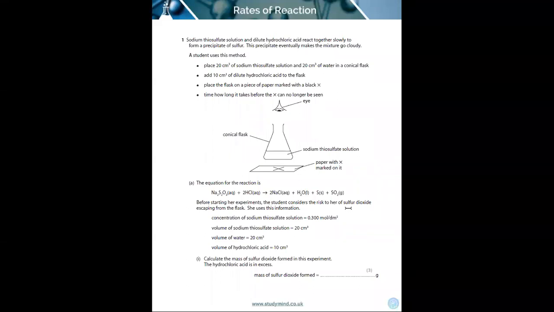Not the answer. I'm talking about the MR of SO2. Yes, yes. The MR, the mass of one mole of sulfur dioxide, is 64. Correct.